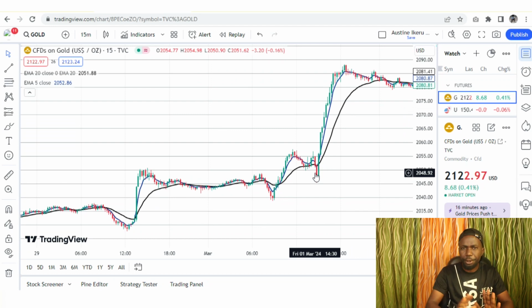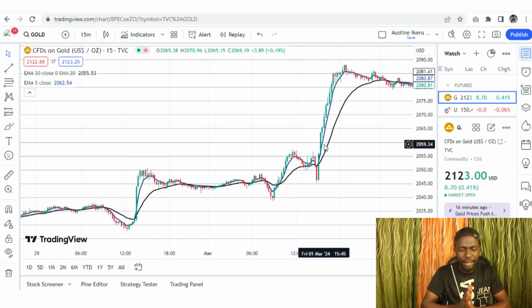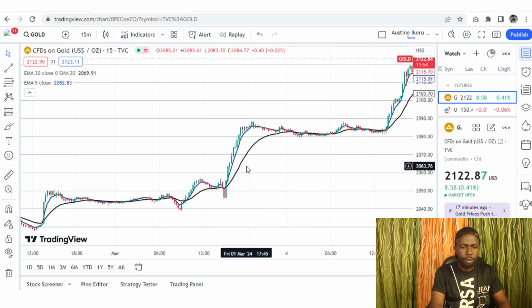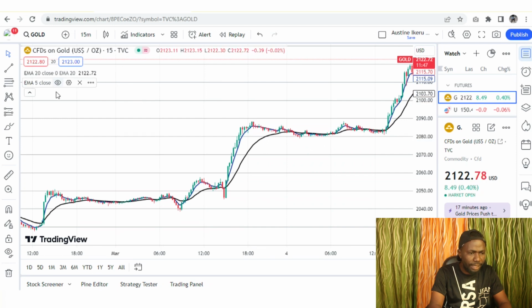This is just what you need. You don't need any other thing. So once you have plotted the two moving averages, the next thing you have to do is go to the settings. This is the settings. Go to the settings and do the changing.